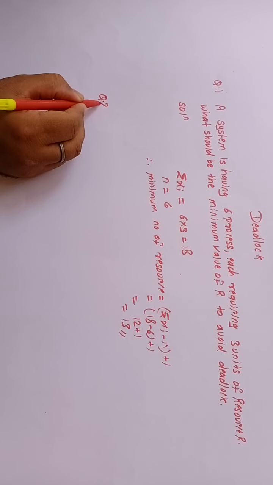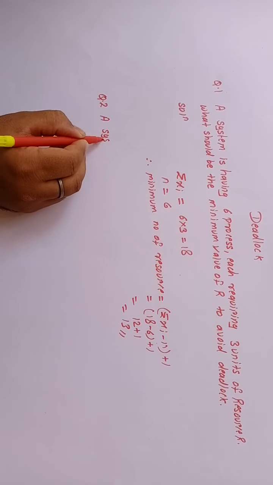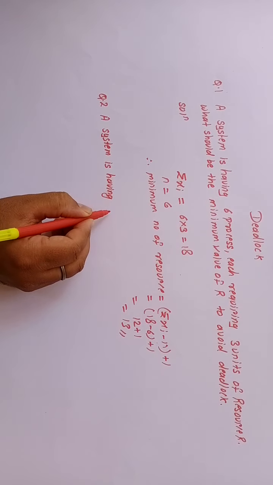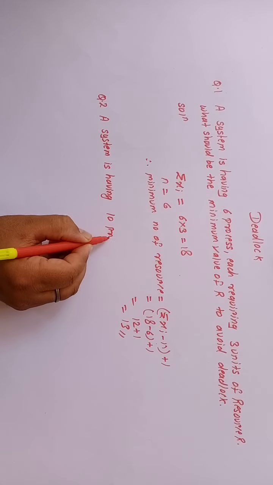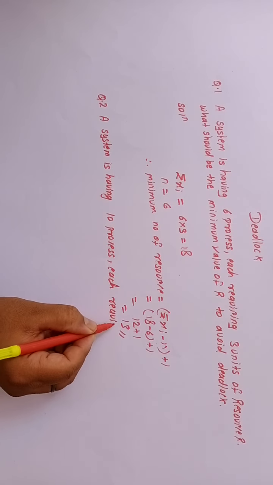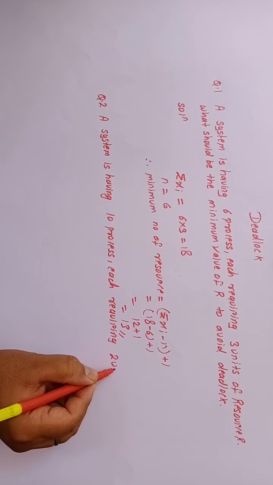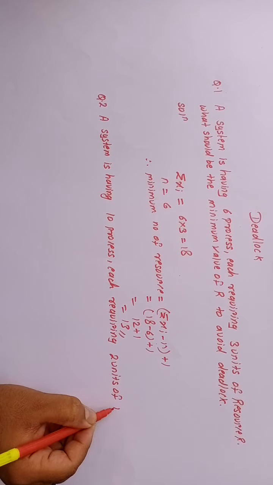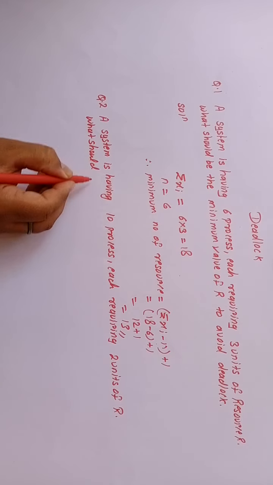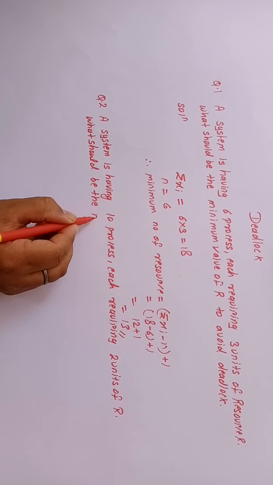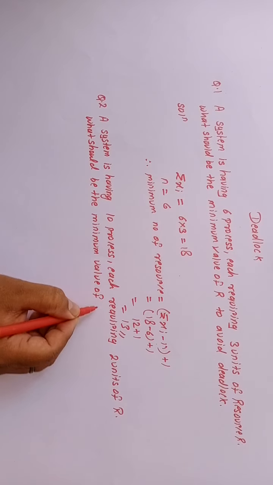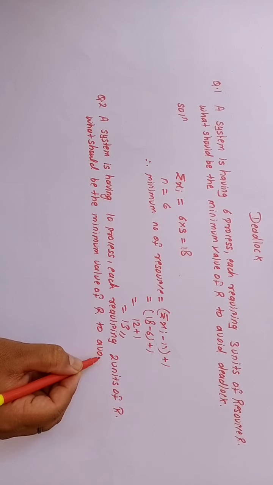Let's see another numerical. A system is having ten processes, each requiring 2 units of R. Then what should be the minimum value of R to avoid deadlock?